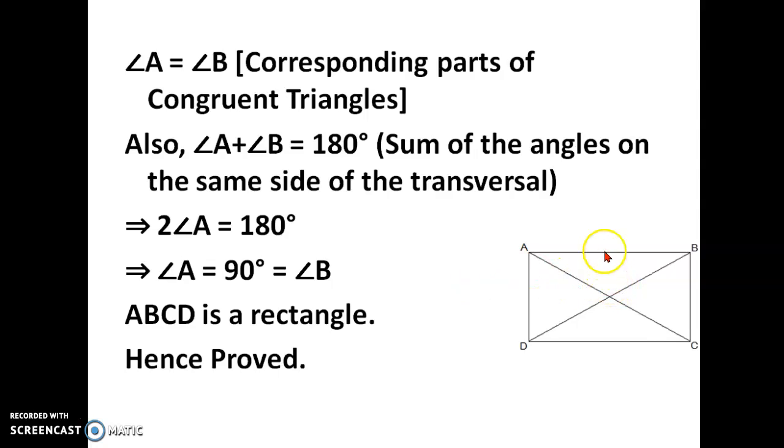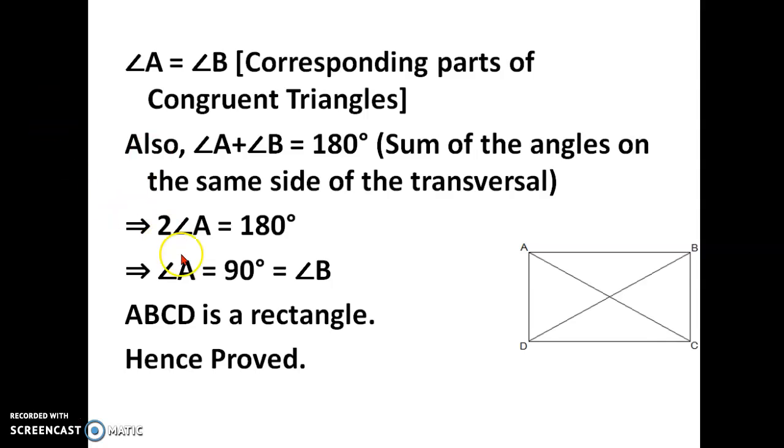So, if it is parallel, then this line is the transversal and the sum of the angles on the same side of the transversal is equal to 180 degrees. Therefore, these two angles, if you add, you will get 180 degrees. Here we said they are equal, so replace angle B with angle A. Angle A plus angle A, 2 times, that is 2 angle A. So 2 angle A equal to 180 degrees.